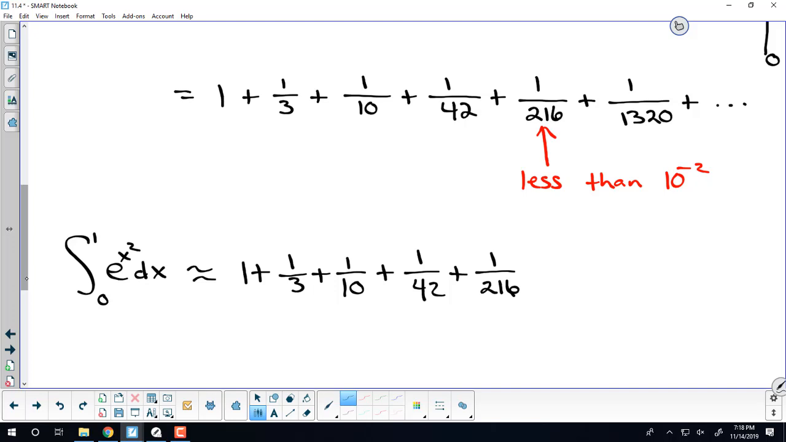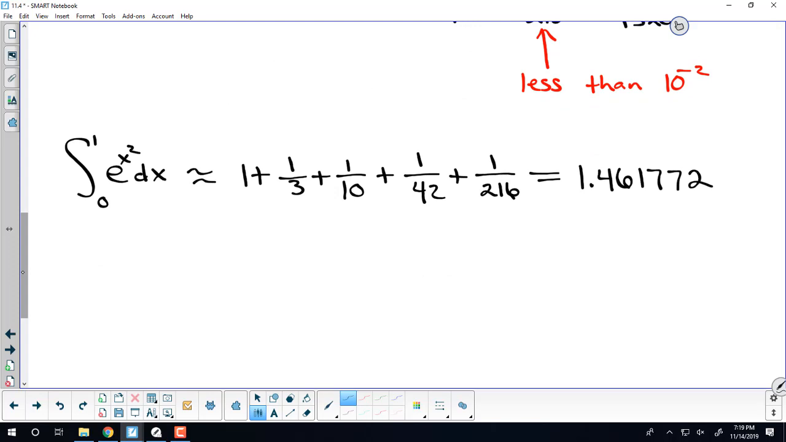And then so what we get here for the fractional pieces is 1.461772. All right, and that's pretty much all we're after. Write down the exact value just so we have something to compare to. But that's pretty much the idea. Does anyone have any questions on what we've done, why we've done it?